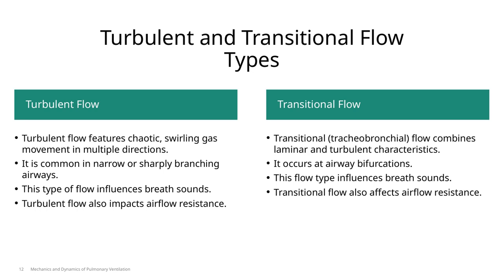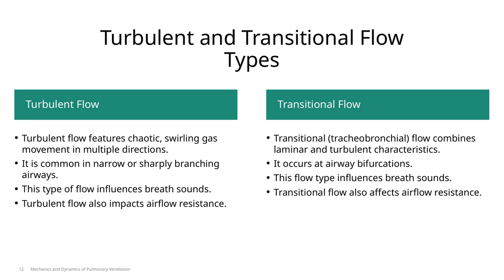This type of flow tends to occur in narrow or sharply branching airways, where the airflow speed increases and the flow becomes more chaotic. One important aspect of turbulent flow is how it influences breath sounds. When airflow becomes turbulent, it produces sounds like wheezing or crackles that we can often hear during auscultation. Additionally, turbulent flow impacts airflow resistance, meaning it can make breathing slightly more effortful, especially during conditions that promote turbulence.